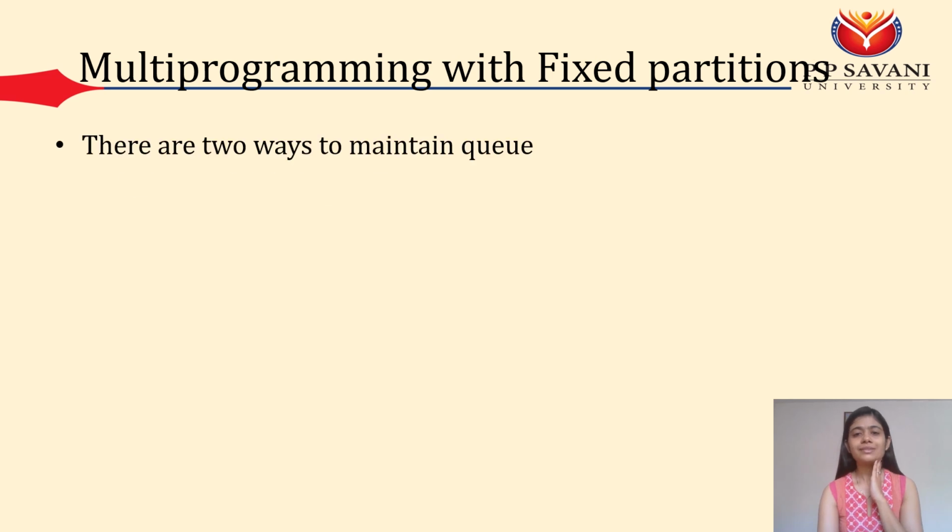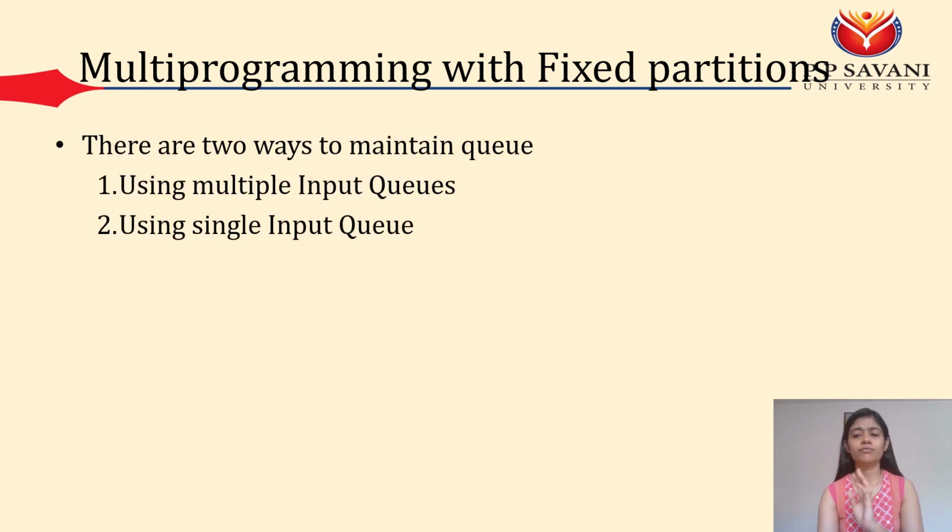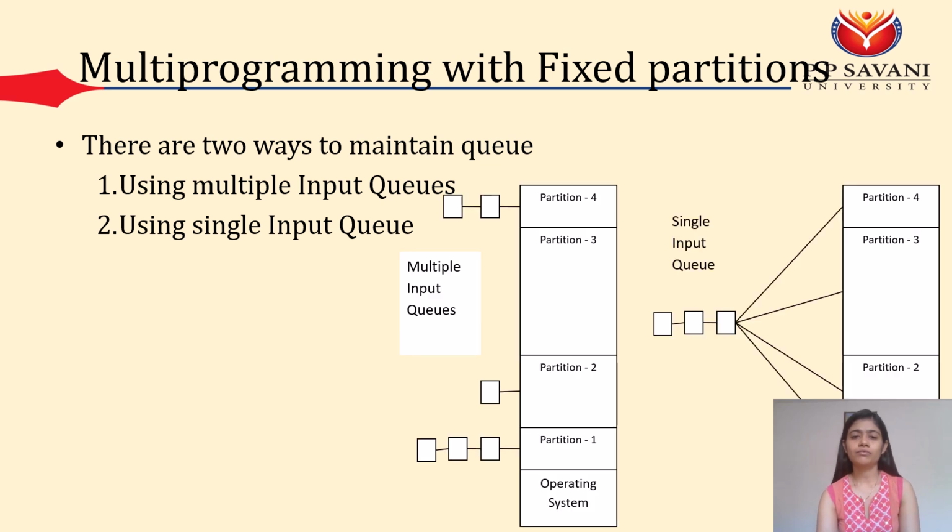So let's say we are going to explain this using one of the examples, but before that, whatever processes are going to be put into the queue, there are two techniques to maintain it. Either you can use multiple queues, that means per partition, you are allowed to use separate queues. I have one separate queue for partition 1, another separate queue for partition 2, partition 3, as well as partition 4. Or you can manage a single queue for all the partitions.